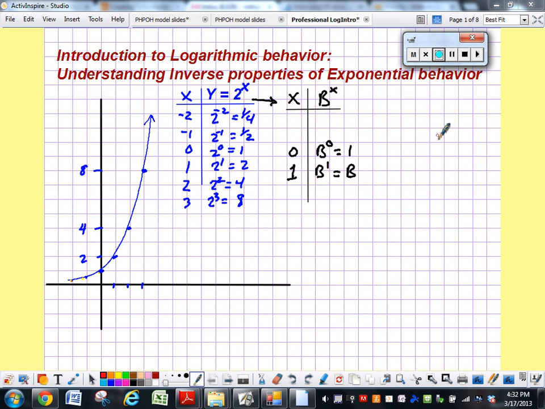I'm going to give you an introduction to logarithmic behavior. What we're going to do is use everything you know about exponents and talk about how their inverse properties make a new function, or the inverse function, of logarithm.